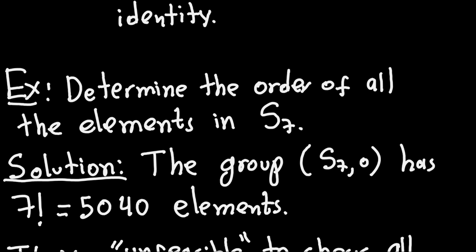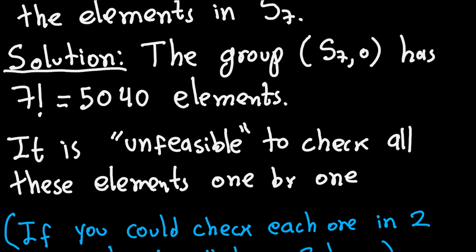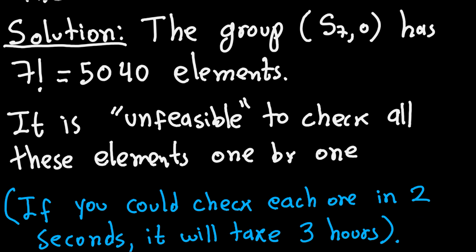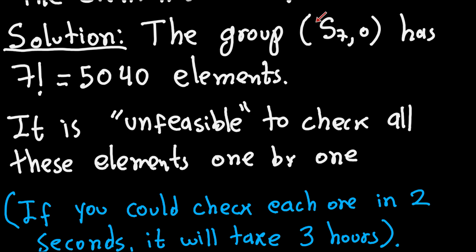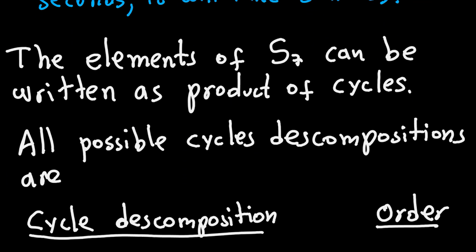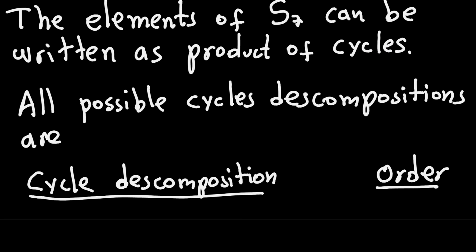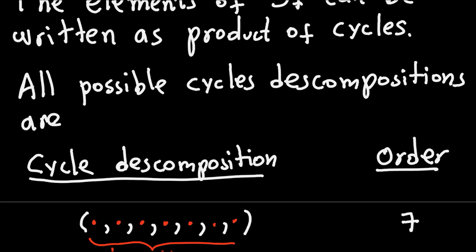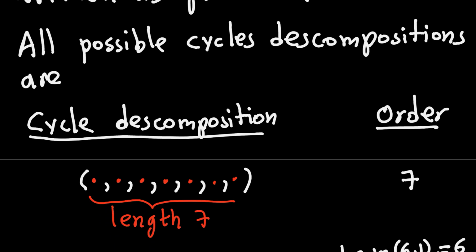So what we want to do to solve this particular problem is look at what possible number of cycles, or the structure of every permutation is in terms of the cycles. And this is what I mean by that. So we know that the elements of S7 or any Sn can be written as a product of disjoint cycles. We're going to look at all possible cycle decompositions, and then from there we can actually get the order.